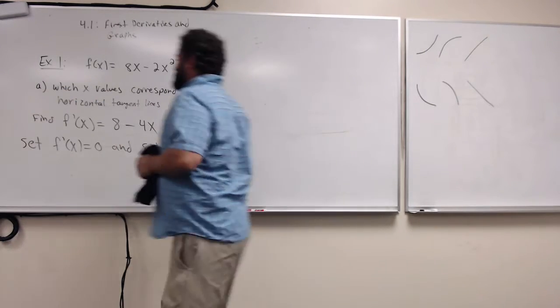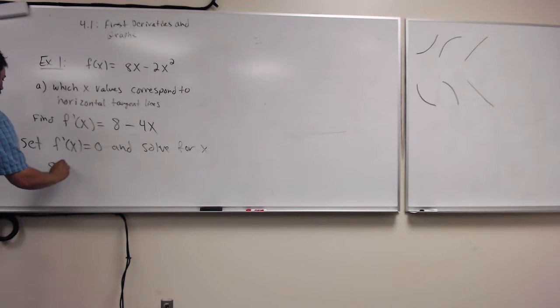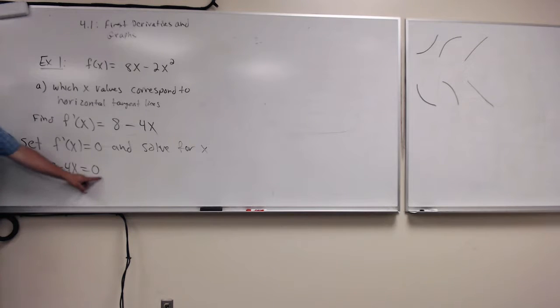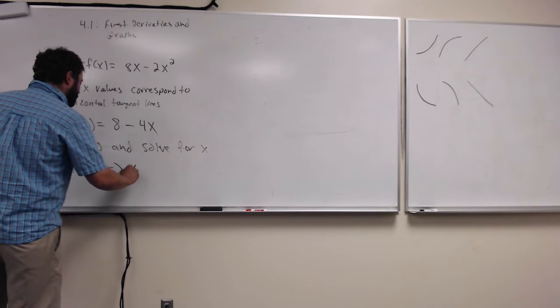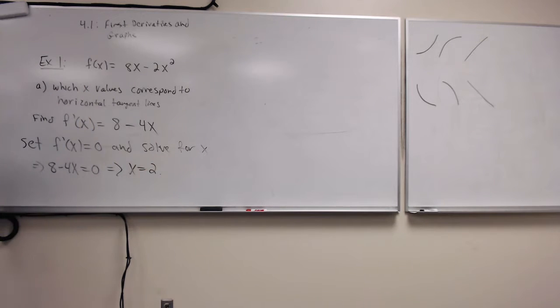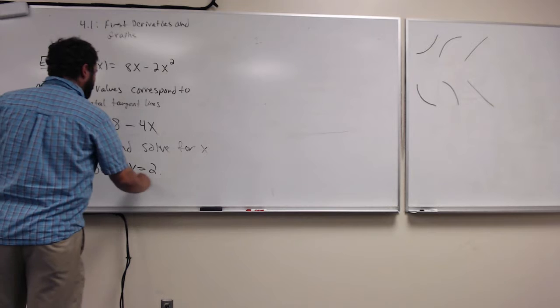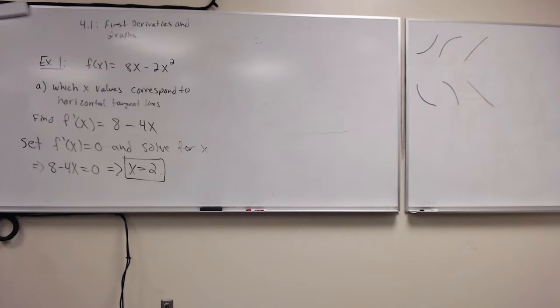Okay. So in this case, we take 8 minus 4x and set it equal to 0. Now, do I really need to solve this, or can we just guess what it's going to be? This is not so bad of an equation. We could just add the 4x to the right and divide by 4. This leads us to x equals 2. That's the only place where the tangent line will be horizontal.